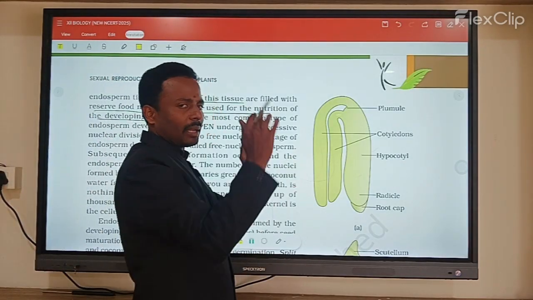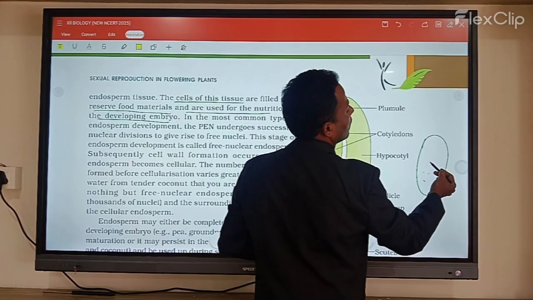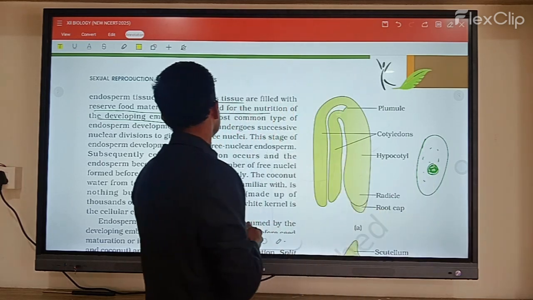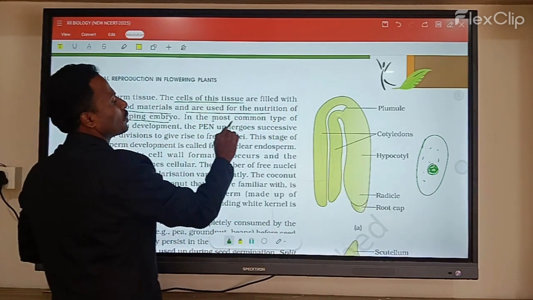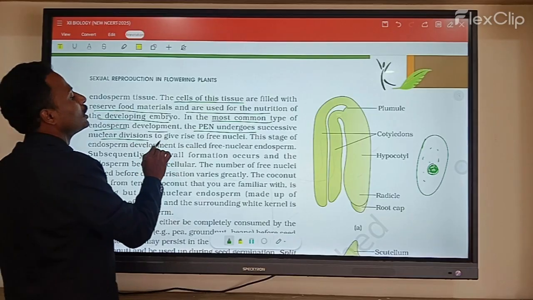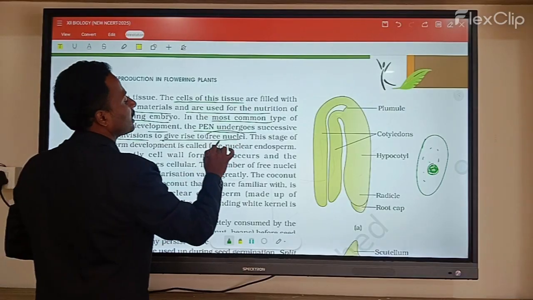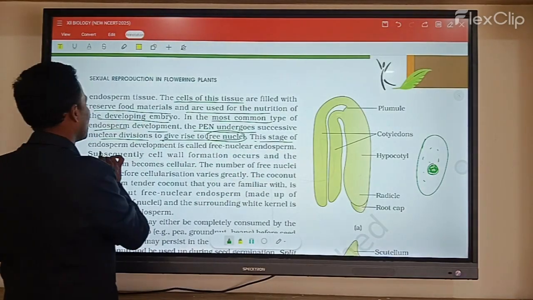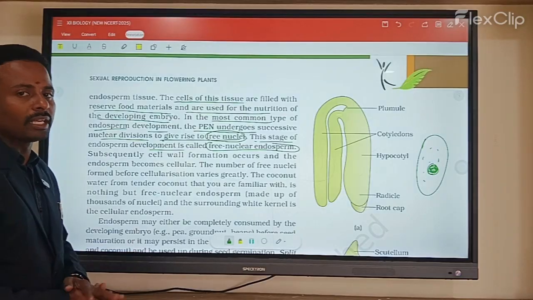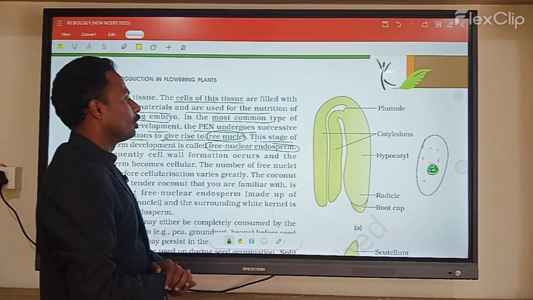So inside the embryo sac, it is filled with nutrition, and that nutrition is used by the embryo sac. Next, in the most common type of endosperm development, the primary endosperm nucleus undergoes successive nuclear divisions to give rise to free nuclei. What is this called? This stage of endosperm development is called free nuclear endosperm. So when free nuclei are formed, that stage is called free nuclear endosperm.